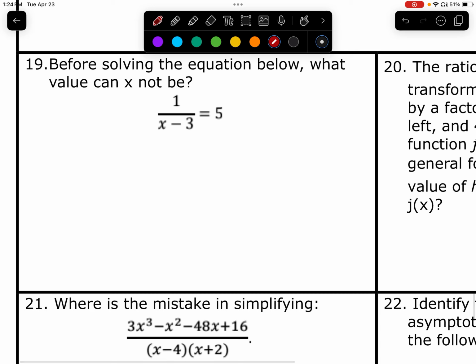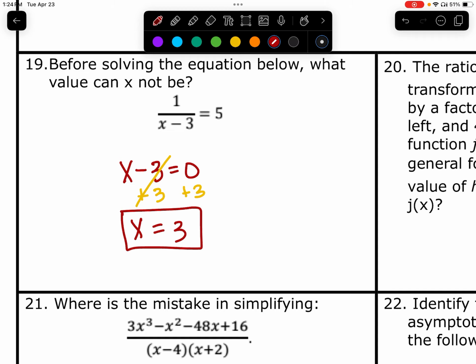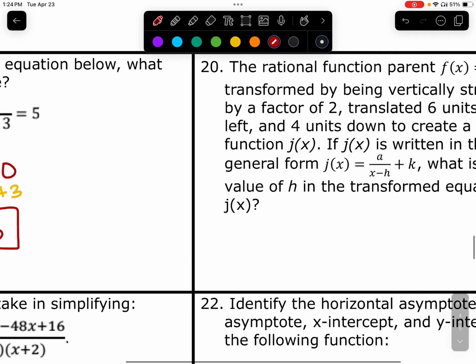Number 19, before solving the equation below, what value can x not be? X cannot be anything that's going to make the denominator equal 0. So if you solve for x in this case, you'll see that x equals 3 is the one that it can't be. Number 20, before it.